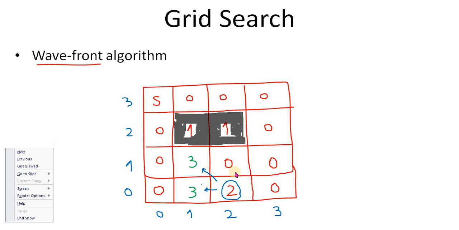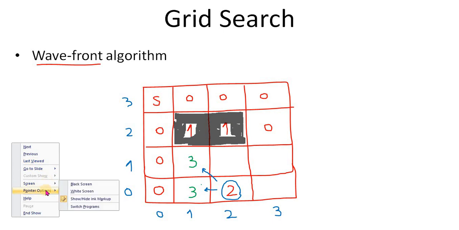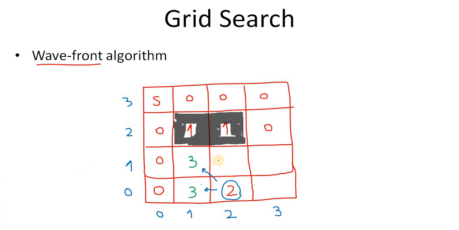Similarly, the algorithm looks for other neighboring cells, and in all the neighboring cells it puts 3. So after 2 we have 3, the neighbors that are one cell away from the target cell. After that, after 3, you have to put 4. The algorithm will look again for the neighboring nodes of 3.